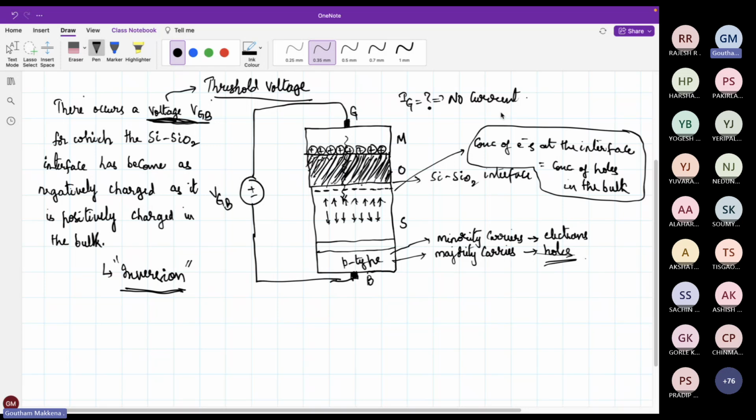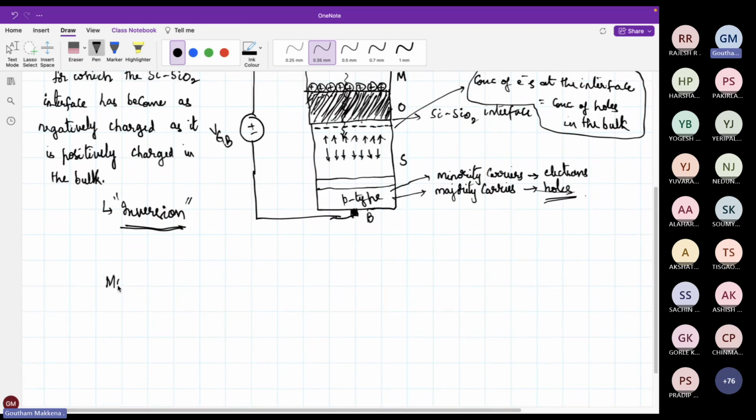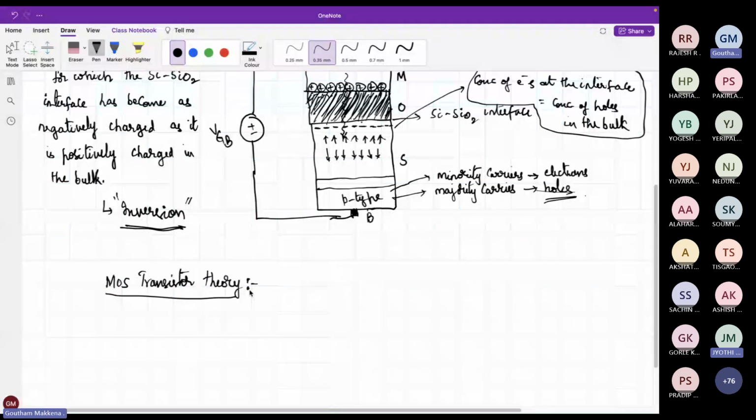So this is where we move to our MOS transistor theory. The MOS capacitor is done. What are the three phenomena that we studied? Can anyone quickly summarize? When VGB is a less value, it is accumulation. When VGB is zero, it is accumulation. VGB greater than zero, depletion, and VGB positive and much higher, inversion.